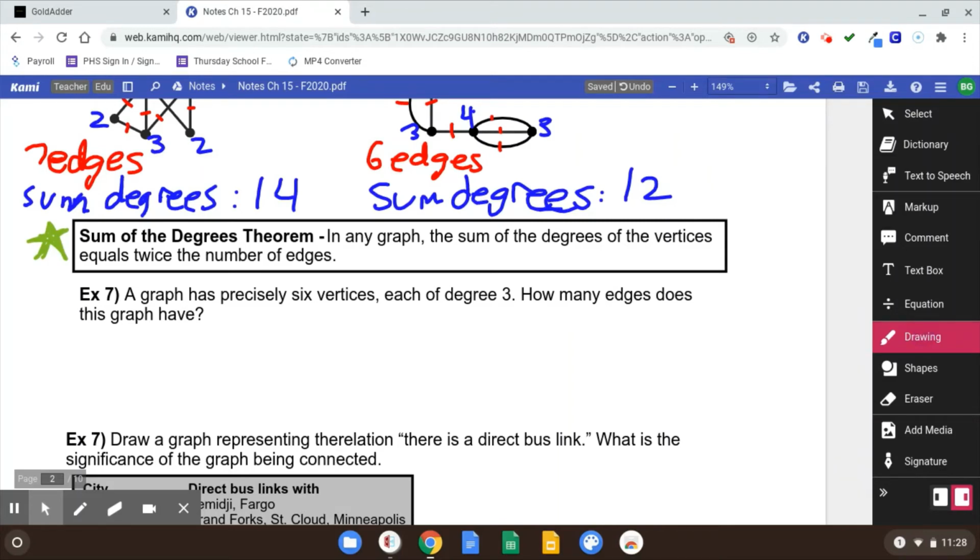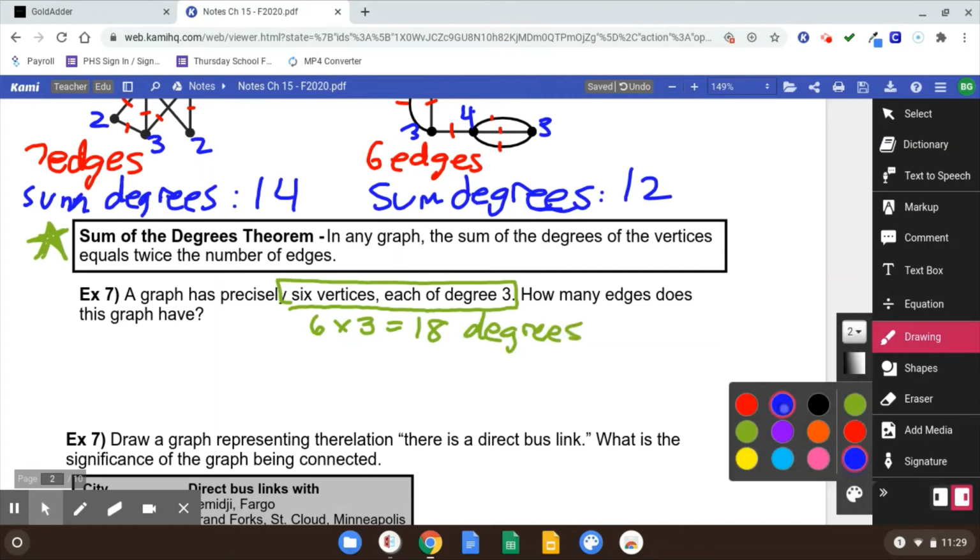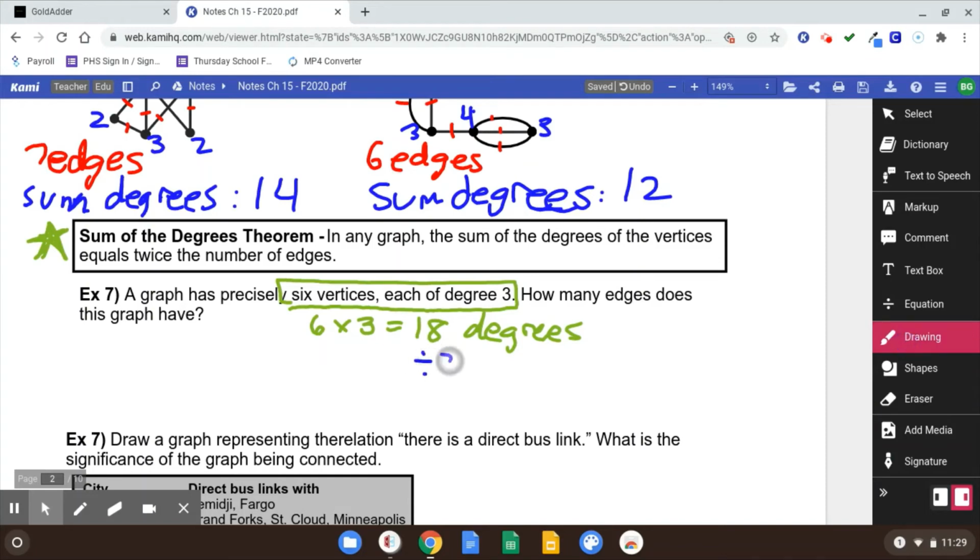Number 7, a graph has precisely 6 vertices, each of degree 3. How many edges does this graph have? Well, if you've got 6 vertices and each one has a degree 3, then that must mean the sum of the degrees is 18. The sum of the degrees is 18. So then how many edges would there be? Right. Must be 9 edges.